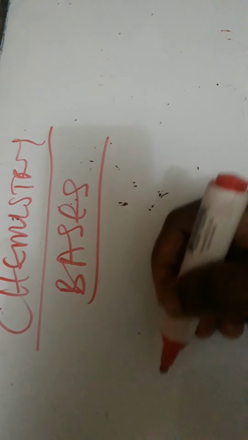Good day, students. The topic we are treating today in chemistry is bases. Now, a base is just like an opposite of an acid. Everything that an acid has, the opposite of it is a base. So, a base neutralizes an acid. A base and an acid react together to form salt and water. A base is the opposite of acid.